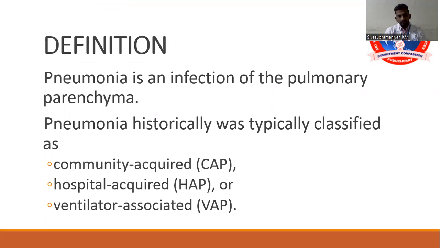Historically, pneumonia was typically classified into three types: community-acquired pneumonia, hospital-acquired pneumonia, or ventilator-associated pneumonia. This classification was important because the pathogens involved in community-acquired pneumonia were quite different from those of hospital-acquired pneumonia. And there was a separate set of pathogens that were associated with ventilator-associated pneumonia.